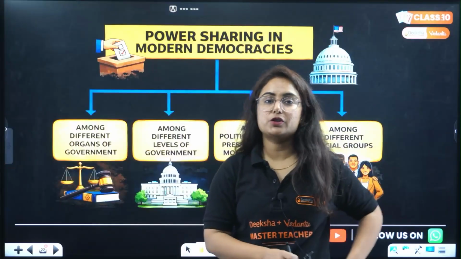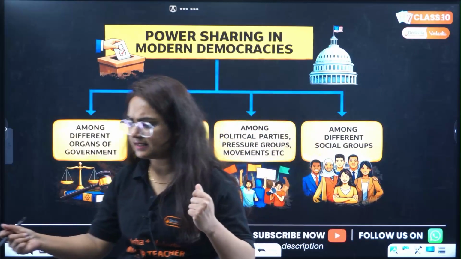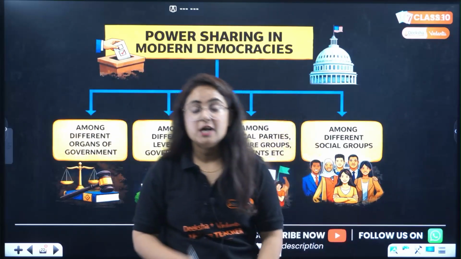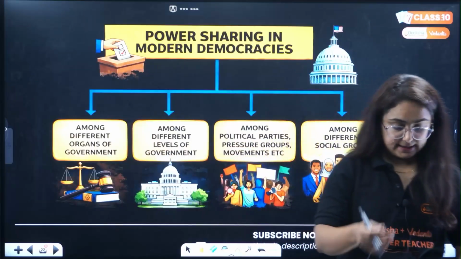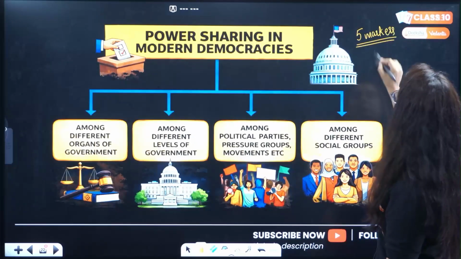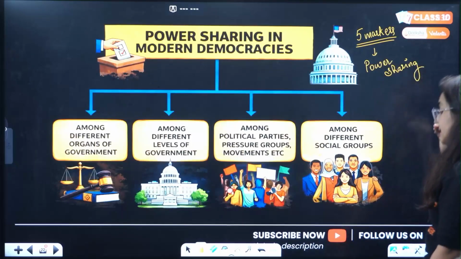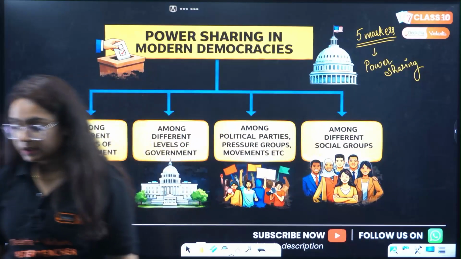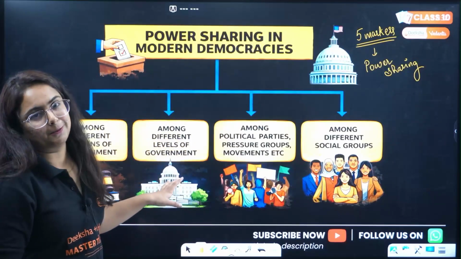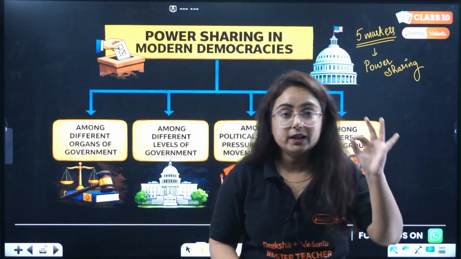Last topic, actually, power sharing in modern democracies. We are studying power sharing, its definition, its cases, and many more things. Now tell us where actually we are sharing power, right? So, power sharing in modern democracies. See, this is one of the most important 5-marker questions that comes from the chapter on power sharing, right? In every exam of yours, be it class test, half yearly, pre-board, or board, this question is permanent, right? And the question will be, what are the different forms of power sharing in modern democracies?